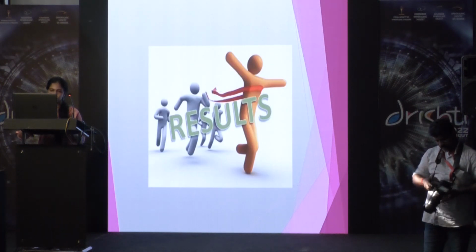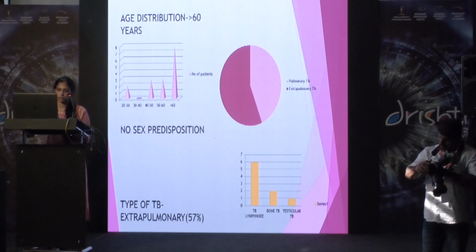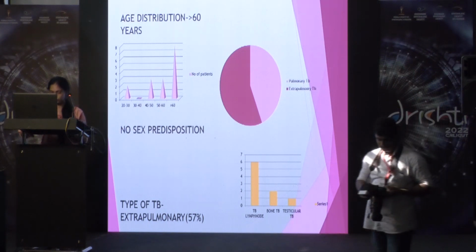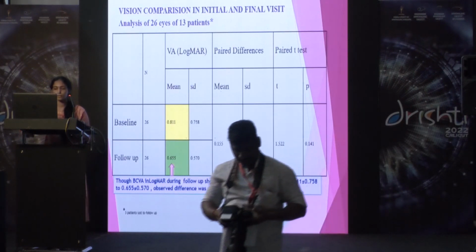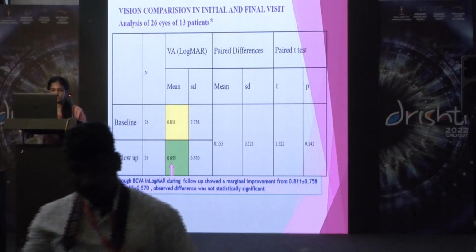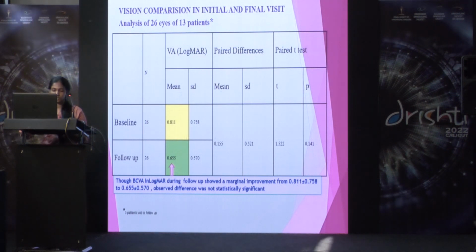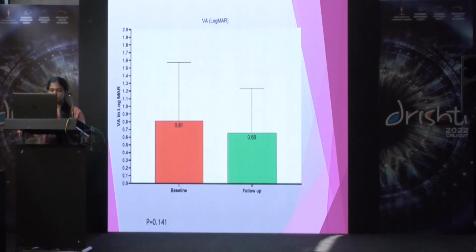Coming to the results. Most of the patients were in the age group of more than 60 years. No sex predisposition was noted. Most of the patients were in the extrapulmonary group. Coming to vision comparison between the initial and final visit, the BCVA during follow-up showed a marginal improvement from 0.8 to 0.65. The observed difference was not statistically significant. The p-value was 0.141.